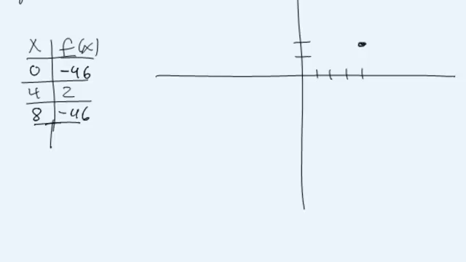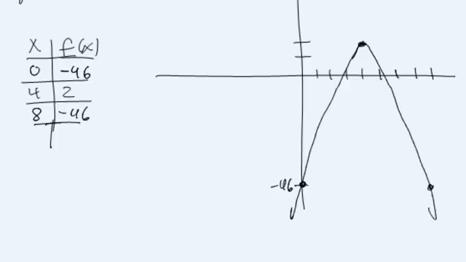This is not to scale, but let's say this is negative 46 here. Then at 0 I have the y-intercept, and at 8 that's also going to have a y of negative 46. So I know my parabola is going to look something like this. Make sure it's a little rounded here. It's going to come down like that. Okay. So that's how we can graph the parabola.